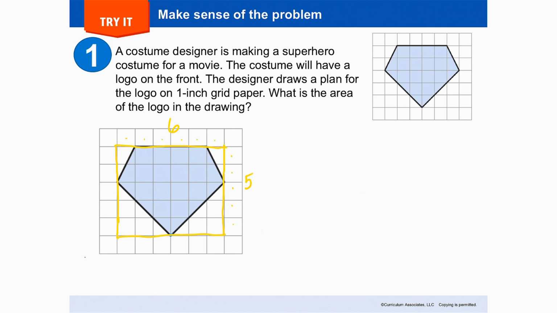So to find the area of that square, it would be side times side, right? Or maybe this is a rectangle. It's a little rectangle-y. So 6 times 5. So my big shape here is going to be worth 30. Okay, now what I'm going to do is look in here at these shapes inside.